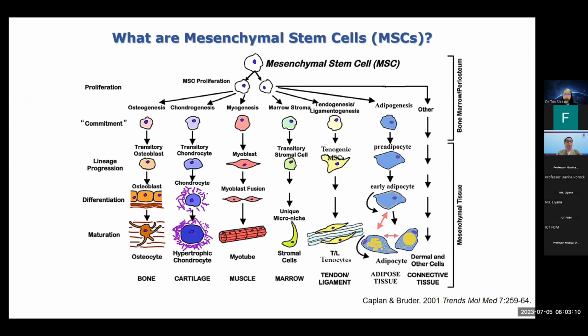And what is a mesenchymal stem cell? It is a cell that can self-renew and differentiate into multiple lineages. In this work, we are more interested in tenogenic differentiation, which is the differentiation of mesenchymal stem cells into the tenogenic lineage, into tendon cells or tenocytes.